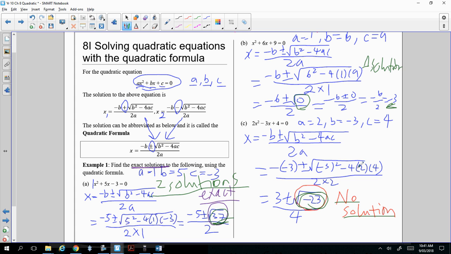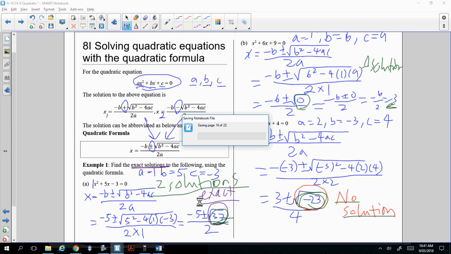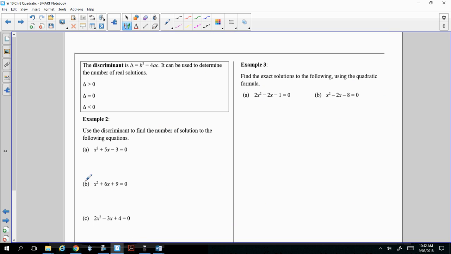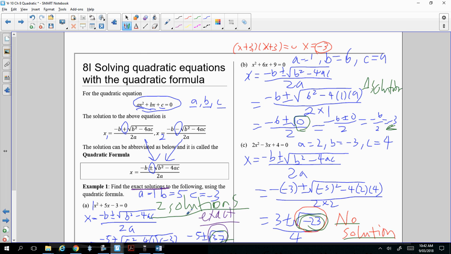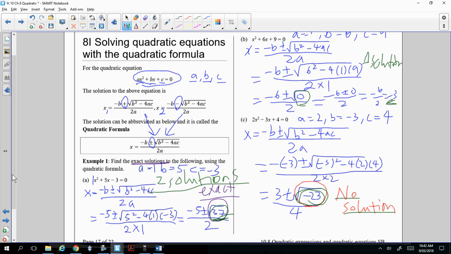All right, we're going to turn to the next page now. You ready? Because it tells you how many solutions there are, we call this thing the discriminant, the stuff inside the square root, because it discriminates between 2 solutions, 1 solution or no solution, just by looking at the value of that number. So that number has a discriminatory property. It discriminates between the number of solutions.